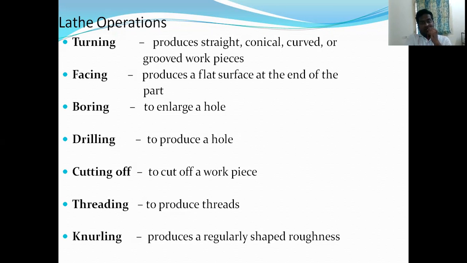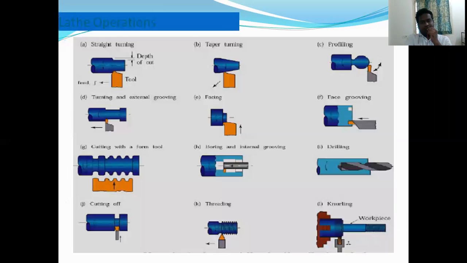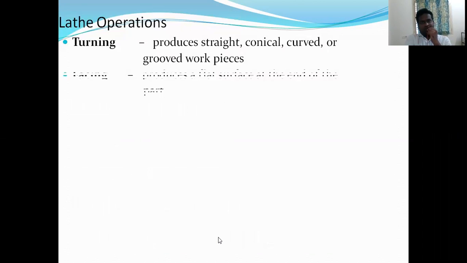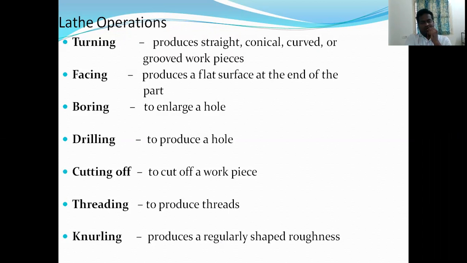For the cutting tool, the body is made with some material, and the cutting edge is made with another material. Threading: for threading also, the body is made with one material, and the cutting edge is made with another material. Knurling also, we can clearly observe in the knurling operation. The knurls are made with one type of material, and the body which holds the knurls is made with another type of material.